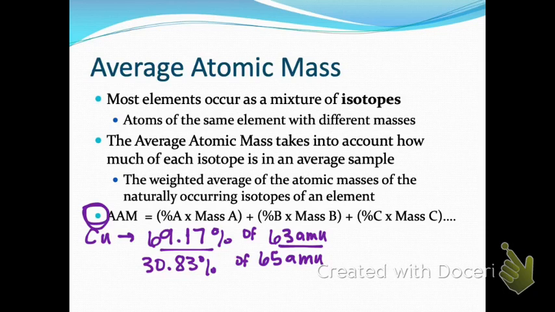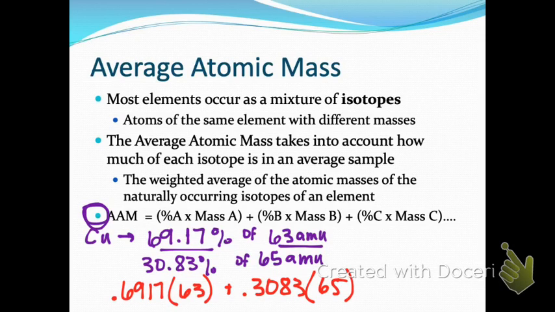One thing that we have to see is that we don't just take the percentage. We need to convert the percentage to a decimal. So I'm going to take 0.6917 times 63 plus 0.3083 times 65. Right? Do that multiplication first. Do order of operations correctly, and that would give us our average atomic mass. Okay, so go ahead and run that calculation.